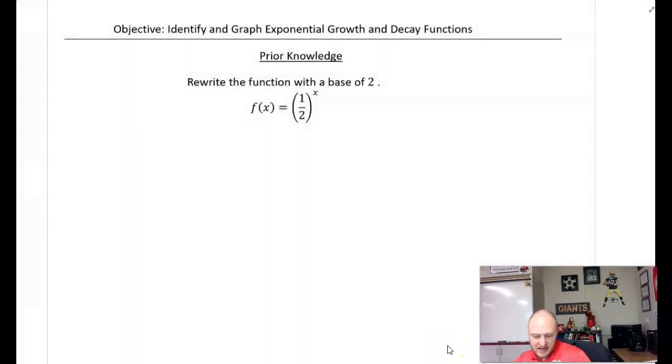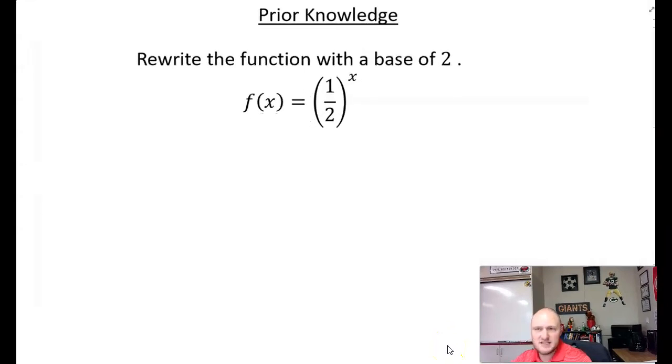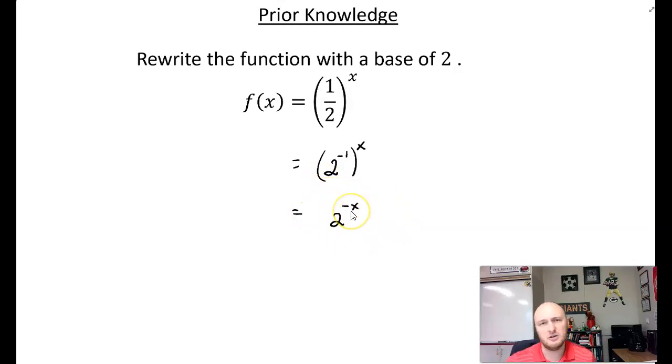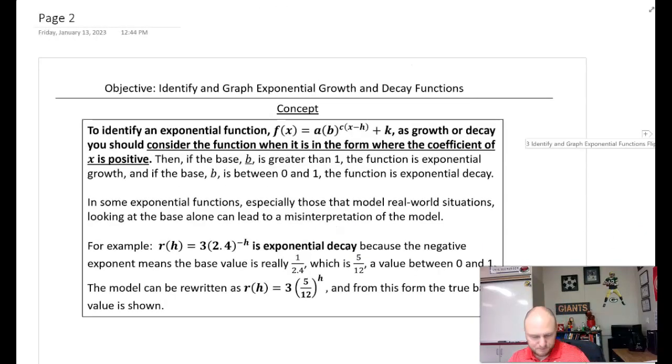The prior knowledge that we have here, just to activate your memory, says rewrite the function with a base of 2. Well, remember, I can change this base 1/2 to be a base of 2 if I utilize the negative exponent property. So here is the same function written as base 2. So 2 to the power of negative x, that's really base 1/2, but we can rewrite it with a c value of -1 in order to be able to graph it with our key points from base 2, which we'll look at in this lesson.